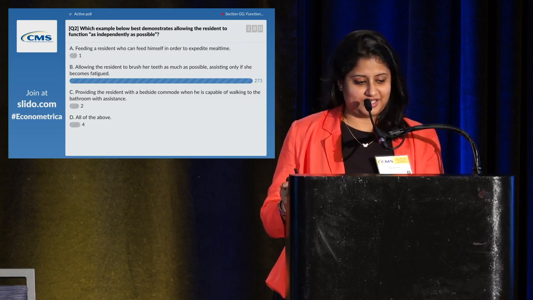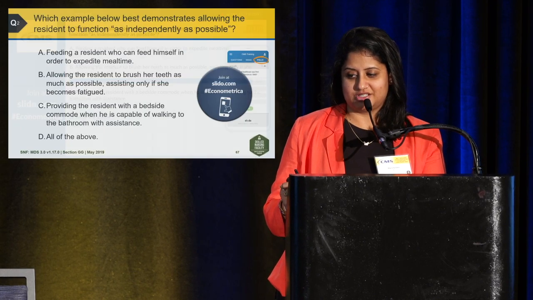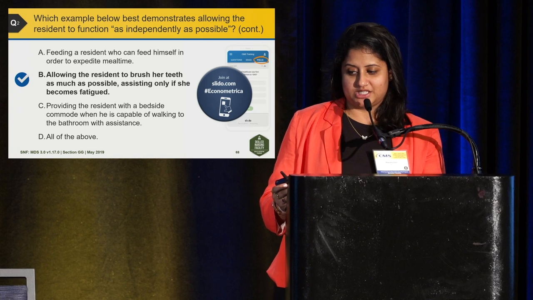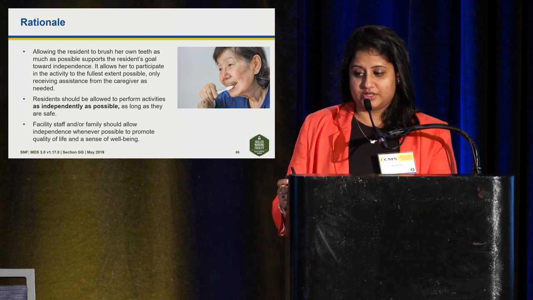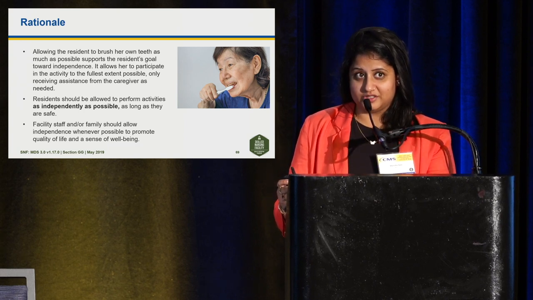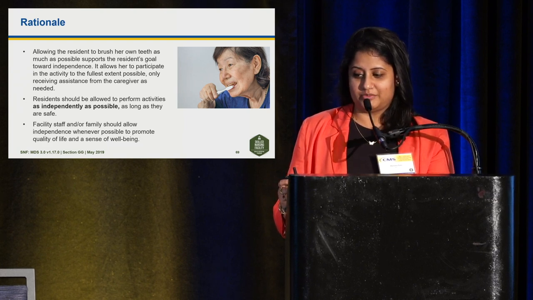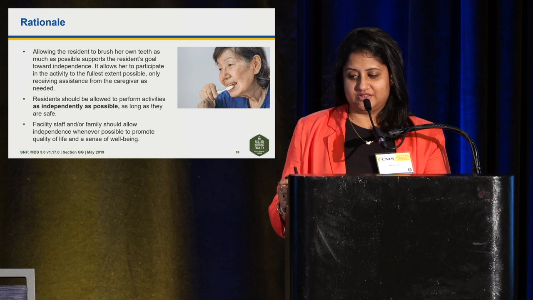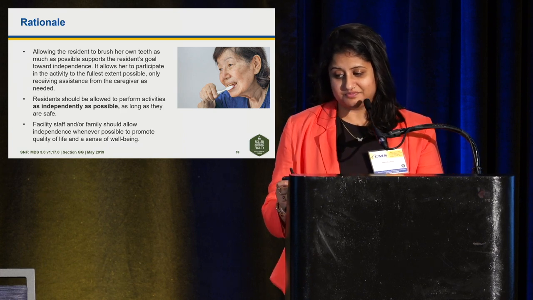Okay, and now we'll look at the correct answer. The example that best demonstrates allowing the resident to function as independently as possible is B, allowing the resident to brush her teeth as much as possible, assisting only if she becomes fatigued. The rationale is that it supports the resident's goal toward independence. As an occupational therapist, I'm very pro-independence, so it allows her to participate in the activity to the fullest extent possible, only receiving assistance from the caregiver as needed. Residents should be allowed to perform activities as independently as possible as long as they are safe, and facility staff and/or family should allow independence whenever possible to promote quality of life and a sense of well-being.